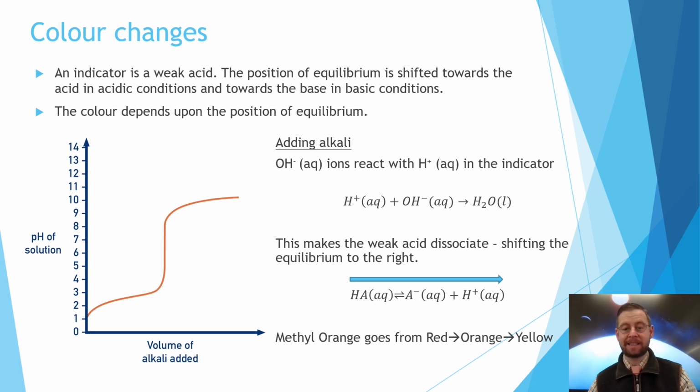Now, this makes the weak acid itself dissociate more because the equilibrium has been shifted to the right. Taking out the H+ ions would mean that more would dissociate from the weak acid into solution. And this makes the indicator go from red to orange to yellow.